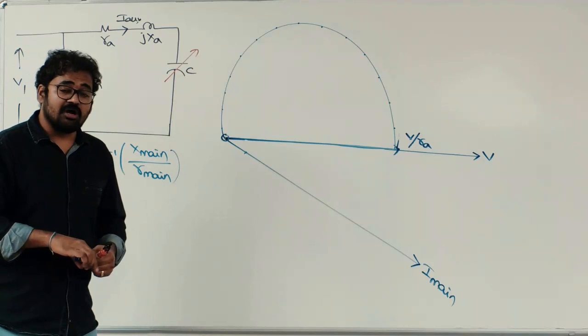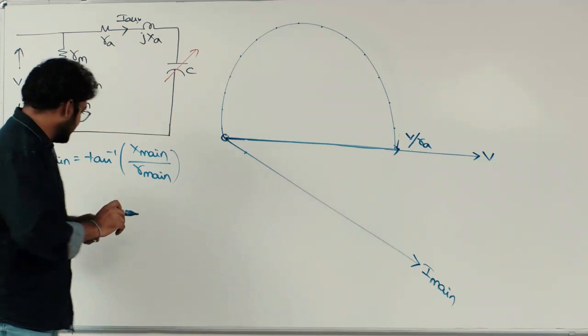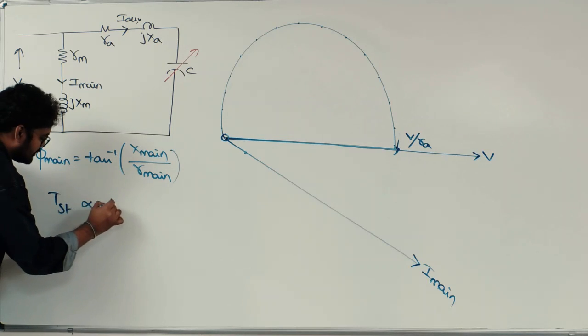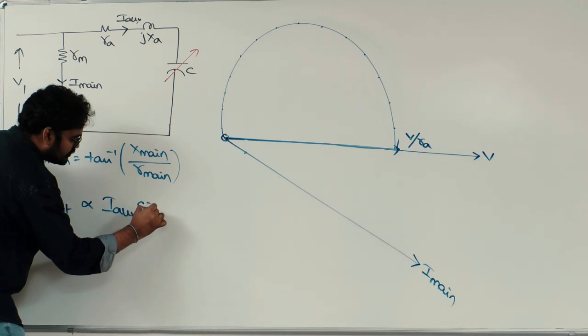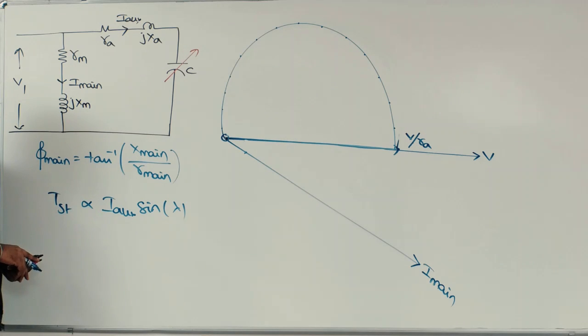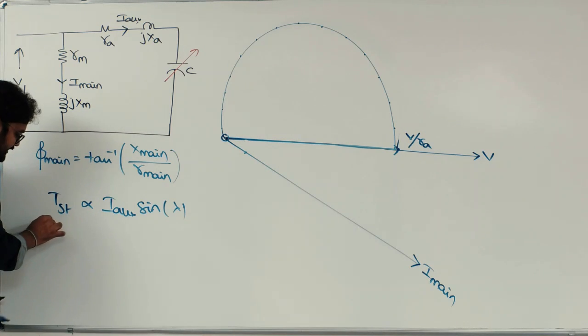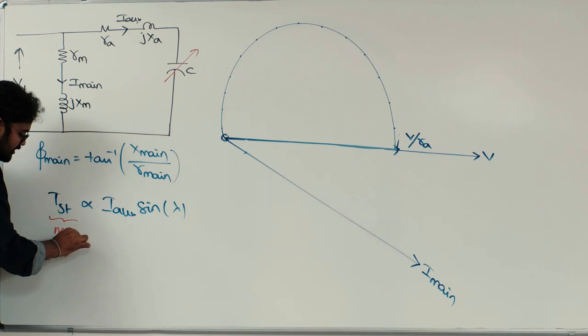Now, do you remember what our final goal is here? Starting torque is proportional to I auxiliary into sine lambda. Okay. Now our requirement is to make the starting torque maximum.